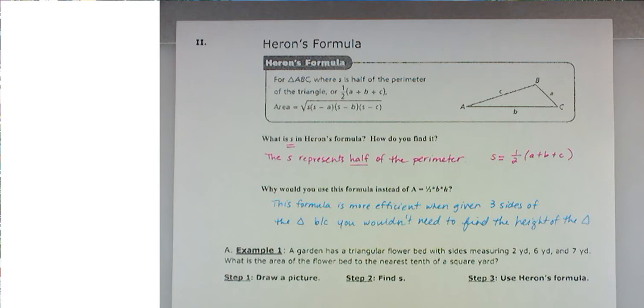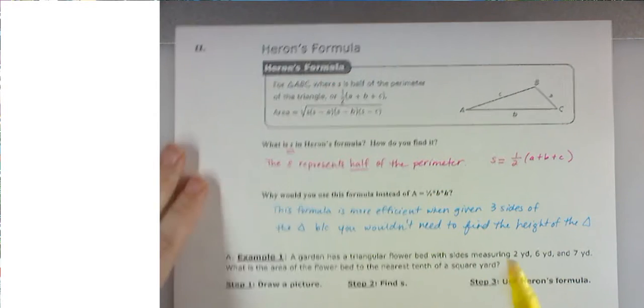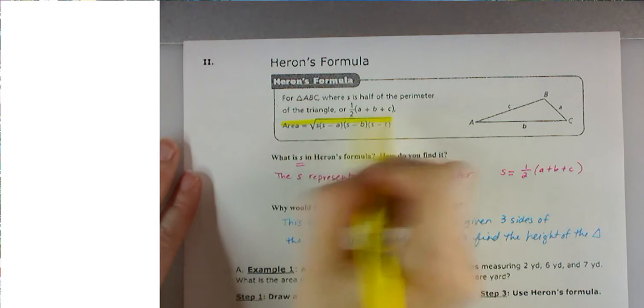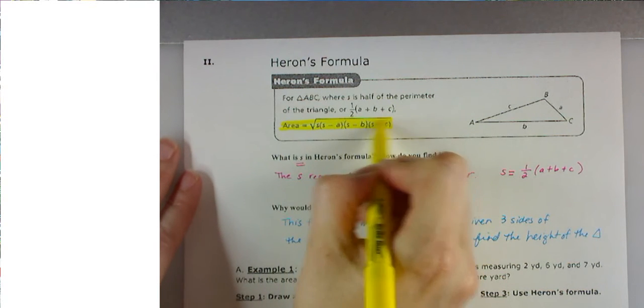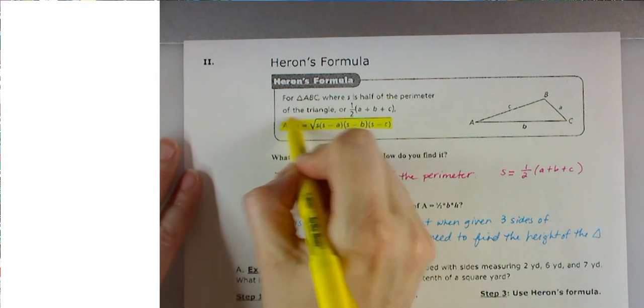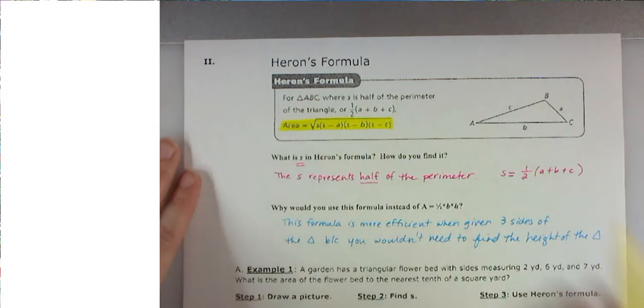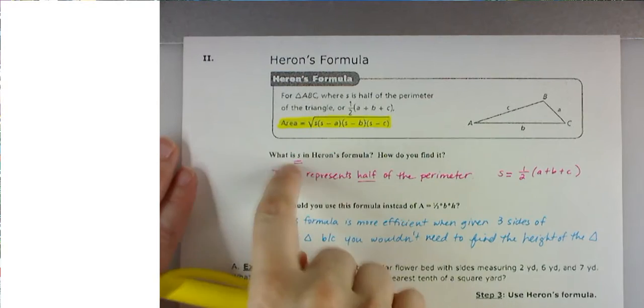All right, we're back with the last page, which is about Heron's formula. So Heron's formula is used to find the area of a triangle. So the area is equal to the square root of s times (s minus a) times (s minus b) times (s minus c). Okay, well, what is the s in Heron's formula?